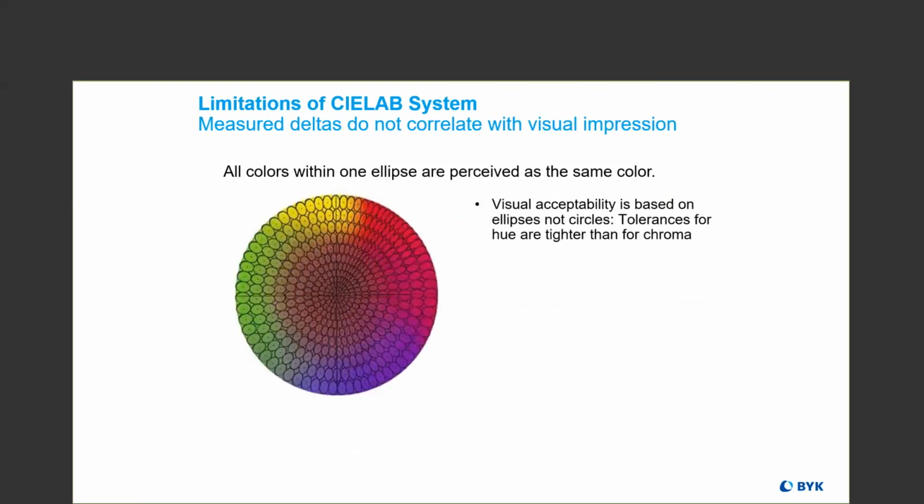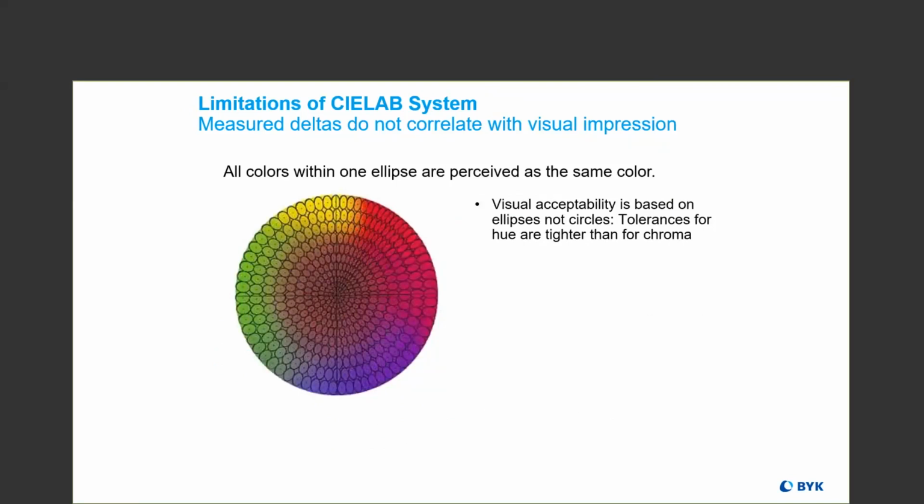So to further illustrate this concept, here what we're looking at is a slice of the LAB color space. We're looking at the AB plane. In the center of this circle, we have neutral or achromatic colors. And as you go outwards, you get to more chromatic colors. And we can see in this color wheel lots of these ellipses.